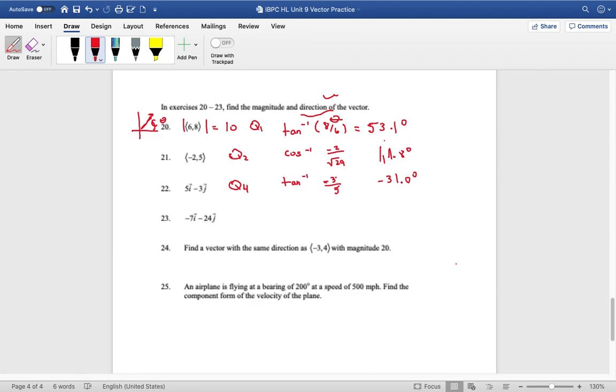Now for 23 though, 23 was in quadrant 3. So I just did something different, right? Again, there's lots of correct ways to get the correct answer. I just wanted to show you a couple different ones. So for this one, I was in quadrant 3. There's my angle. There's my vector. I actually found this angle here.